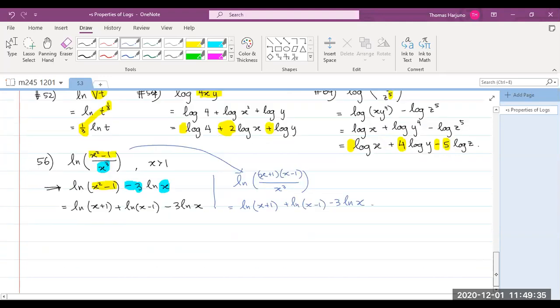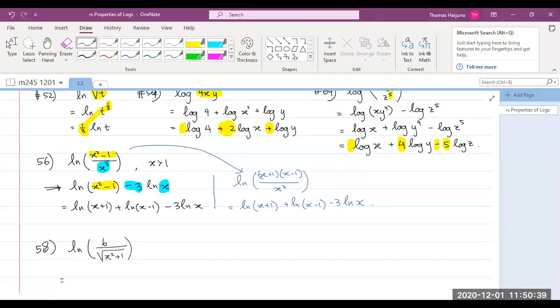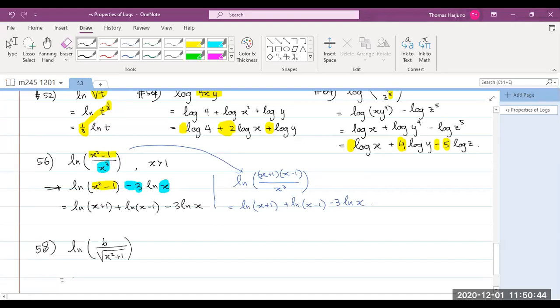Now, with that said, can you tell me what will be number 58, which is natural log of 6 over the square root of x squared plus 1? Let me give you 30 seconds to tell me the answer. Okay, what will that be? Am I too fast?